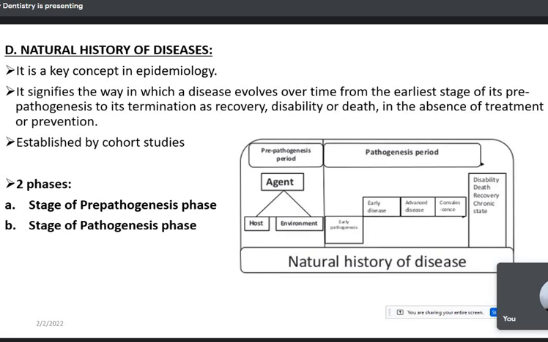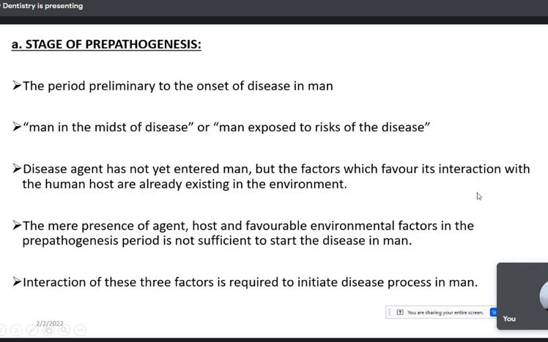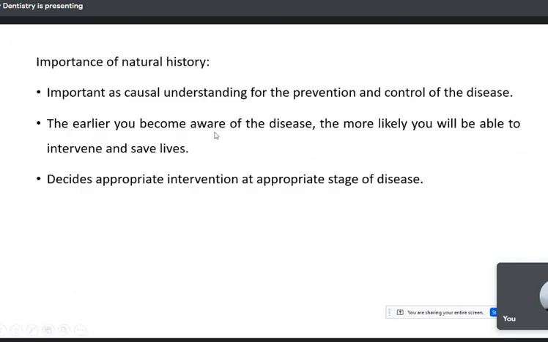And in the pathogenesis period, there are a lot of symptoms, so you do the treatment according to the symptoms. One thing is very, very important here: when we say natural history of disease, understand that natural history of disease occurs in the absence of medication. That is important from the MCQ point of view. If you are asked the stage of the disease without interruption, then you have to take the natural history of the disease. Because if you are not interrupting, the disease will cause either death, recovery, or disability. So it is important to understand the natural history for prevention and control of the disease.